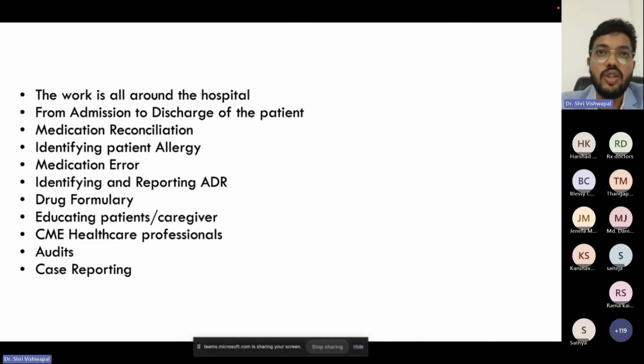Case reporting. So one of our major jobs is case reporting. As I said about reporting areas, case reporting is the same thing which I've discussed in that area. Case reporting is also an important thing, so that it gives a clear insight for your colleague who works in another institution to manage a situation which he or she had never seen.